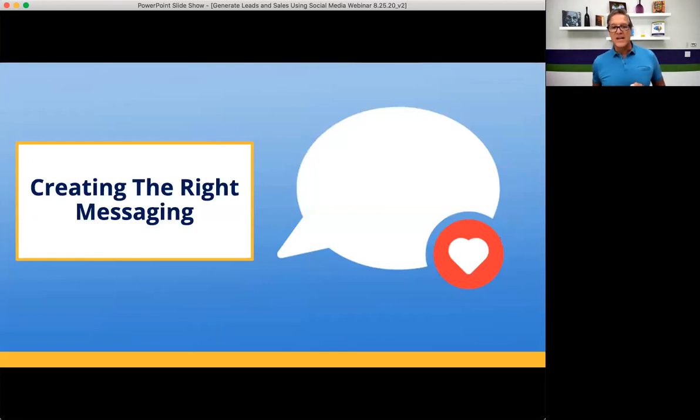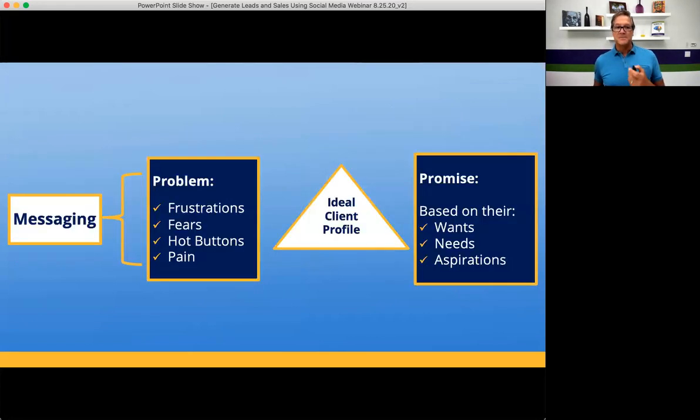And so when you're creating the right messaging, right, I want you to write down what are the frustrations that people who buy your product or service are having before they buy your product or service? What fears do they have? What are their hot buttons? Meaning, what are the reasons that cause them to buy? What pain might they be experiencing? And it could be physical pain, it could be emotional pain, it could be financial pain, it could be spiritual pain, it could be any type of pain.